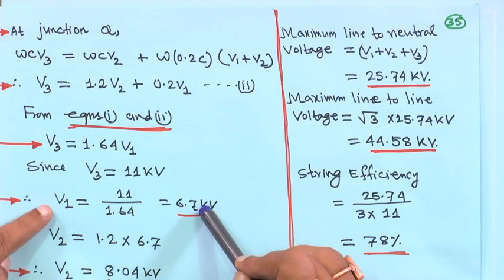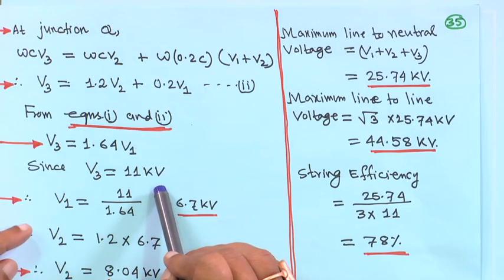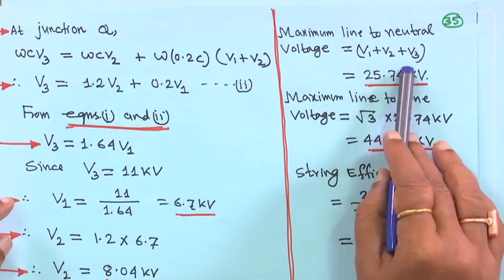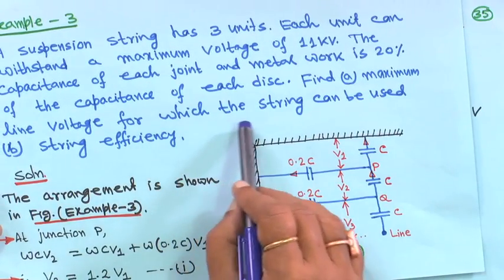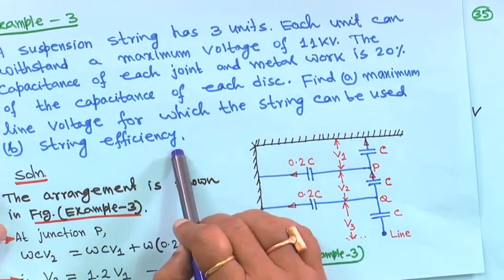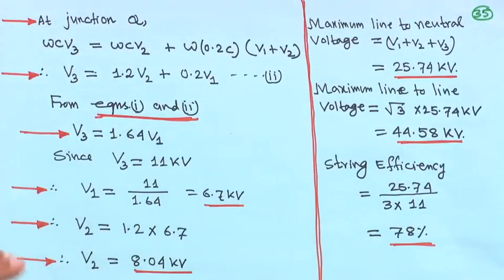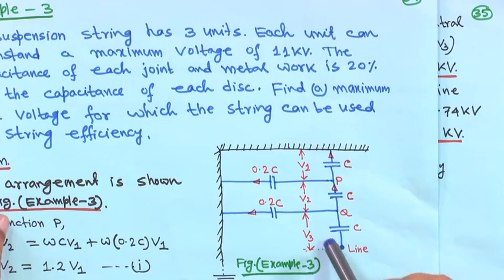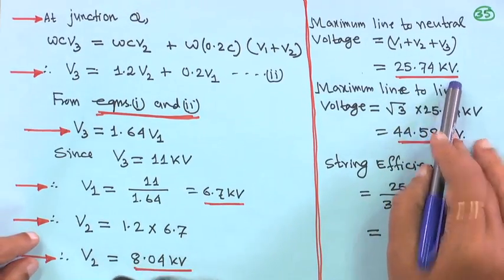So, V1 you have got 6.71 and V2 you got 8.04, and V3 is given as 11 kV. So, V1 plus V2 plus V3, because in the problem it is given that we need the maximum line voltage for which the string can be used, and each unit can withstand a maximum voltage of 11 kV. So, V3 is taken as the maximum, because the lower unit near the line will take the maximum voltage. That is why V3 is taken as 11 kV. So, total is 25.74 kV.